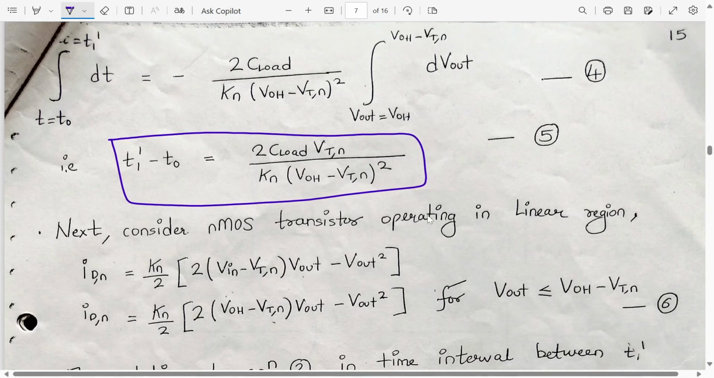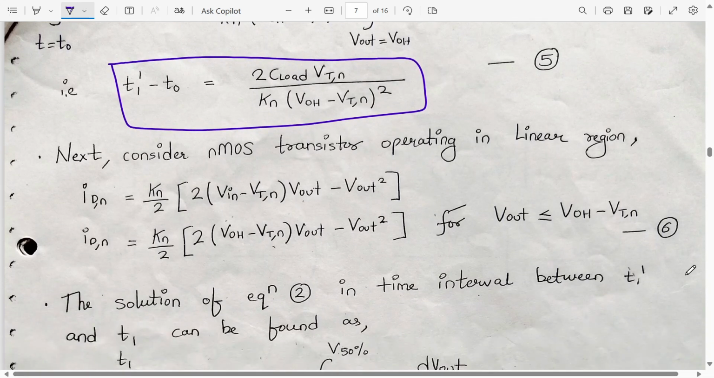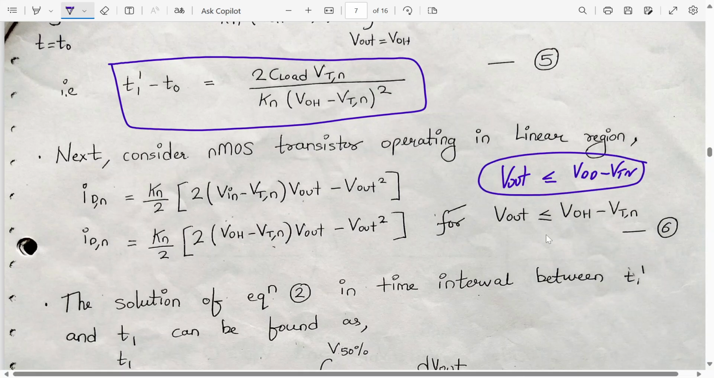So this is where the NMOS is in saturation. Now we go for the NMOS in linear region. That will be when the output is less than or equal to VDD minus VTN. In that case, it goes into linear region. So the formula is Kn by 2 times 2(Vin minus Vtn) Vout minus Vout squared, where Vin is VOH. Okay.